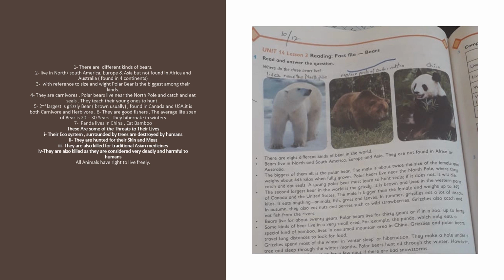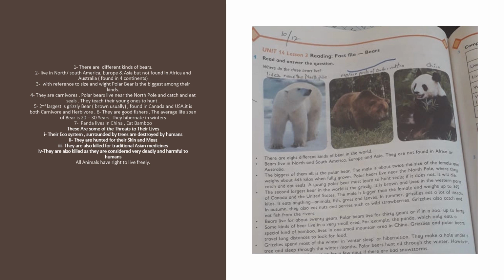Now seals are found on the shores, and they live in water and also on land. A young polar bear must learn to hunt seals. Now why is it necessary for a young polar bear? Young polar bear means the baby bears, because if it doesn't, it will die. So at a very early age, the polar bear teaches its young ones to hunt, or else they would die from starvation.